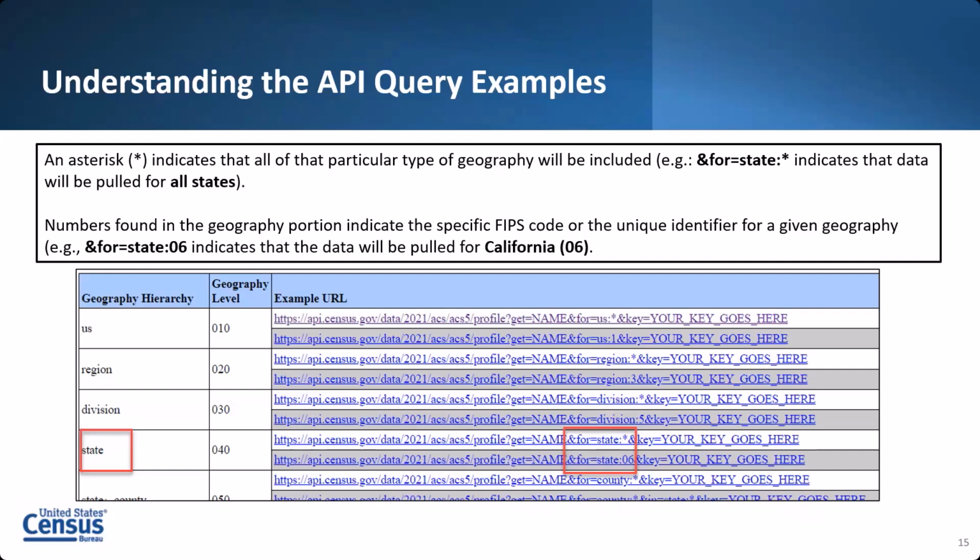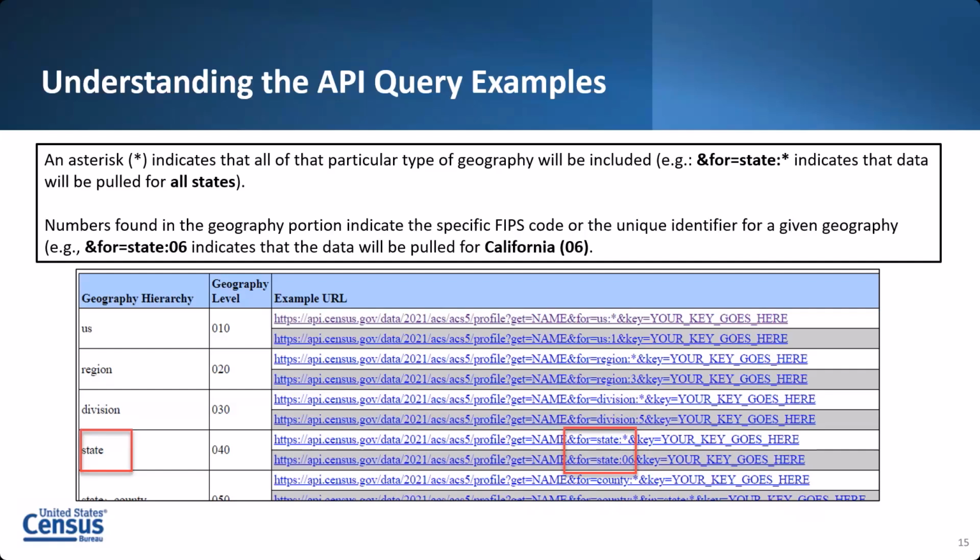If we wanted to instead just pull back an individual state, we would replace that asterisk with what's called the state FIPS code. And that's the unique identifier for each state in the US. For example, here, if we wanted to pull data just for California, we would replace that asterisk with a 06 and would pull data just for California. So we'll get into using these geography syntaxes in a bit when we get over to our examples.